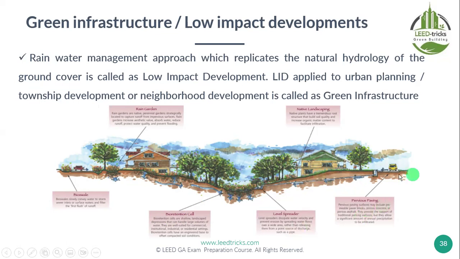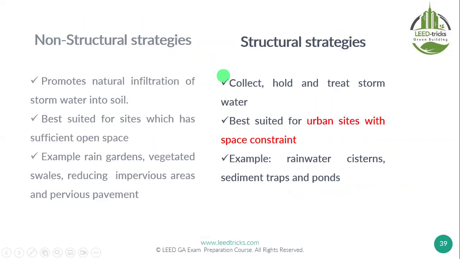Pervious paving. Even the paving here for the car is pervious, so water can infiltrate or run to the green area. All this we call LID, guys. LID, low impact development. And GI, green infrastructure. There must be a question in the exam about what is the concept of low impact development and green infrastructure. So low impact development and green infrastructure, we call non-structural strategies.